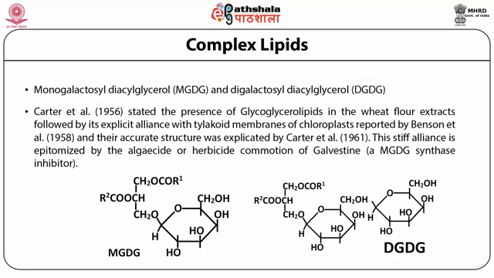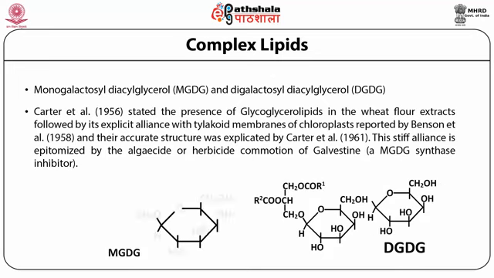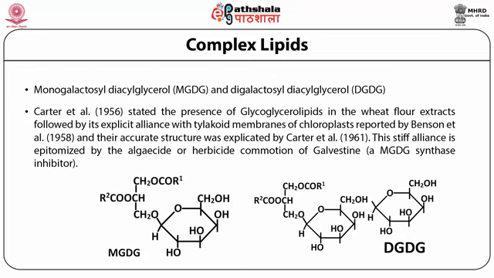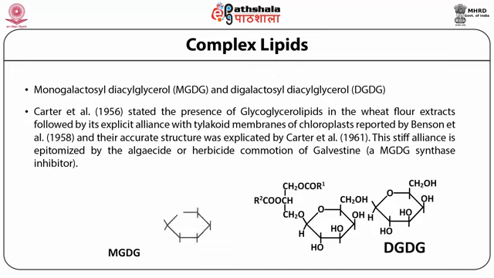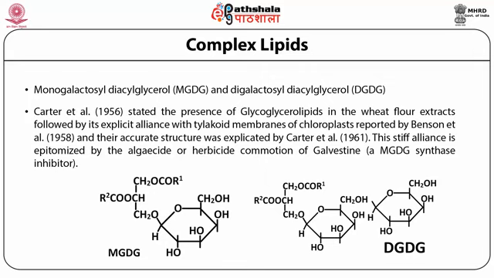Stated the presence of glycoglycerolipids in the wheat flour extracts, followed by its explicit association with thylakoid membranes of the chloroplast, which was further reported by Benson et al. in 1958. However, the accurate structure of monogalactosyl diacylglycerol and digalactosyl diacylglycerol was later explicated by Carter et al. in 1961.